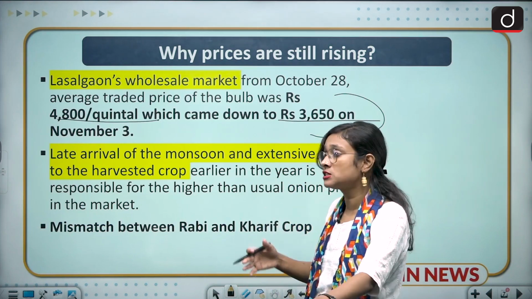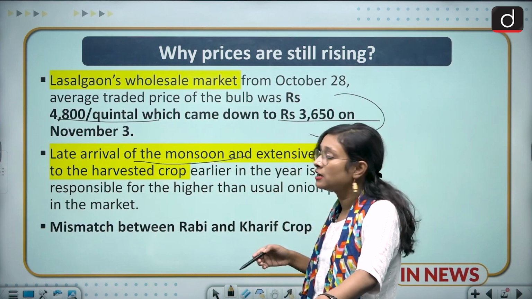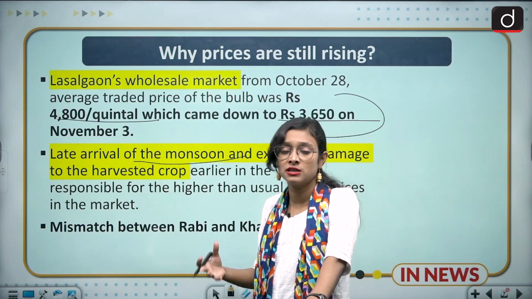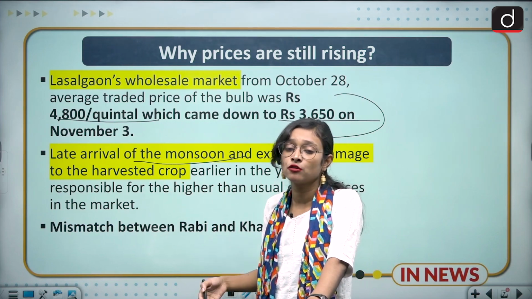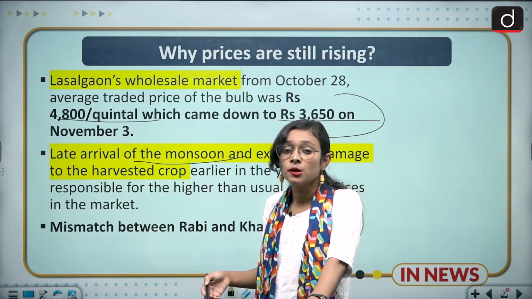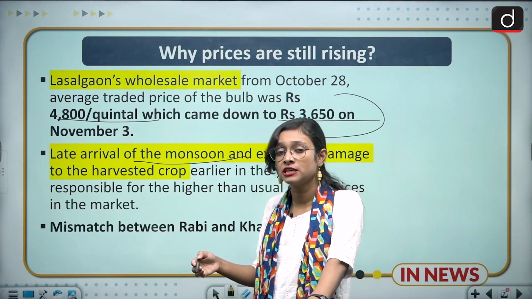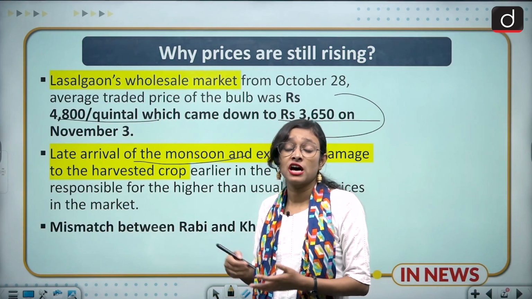So what are the other reasons for these high prices? The first reason is the monsoon: there is a late arrival of monsoon in India, and bad weather and climatic conditions are also responsible. Because of the late arrival of the monsoon, there is a mismatch between the Rabi crop and the Kharif crop. Because the monsoon arrived very late, the Kharif crop was sown late, and it was harvested late.